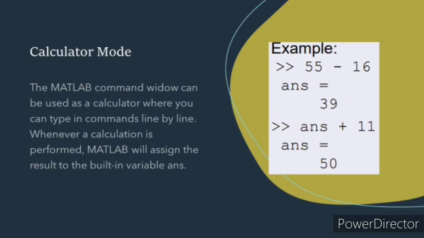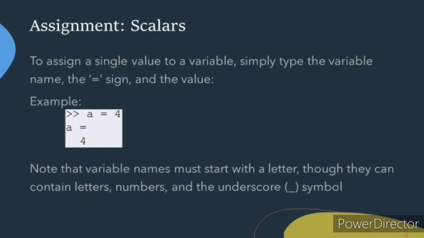The value of ans is 39. MATLAB assigns the result to ans whenever you do not explicitly assign the calculation to a variable of your own choosing. Assignment scalars. To assign a single value to a variable, simply type the variable name, the equal sign, and the value. We command a equals 4. Note that variable names must start with a letter, though they can contain letters, numbers, and the underscore symbol.